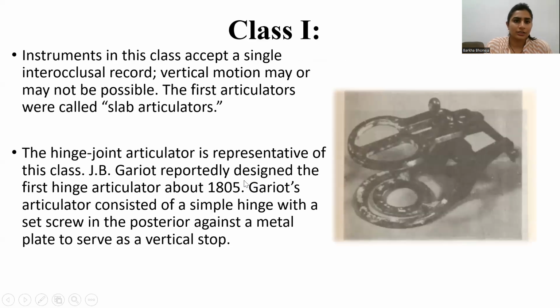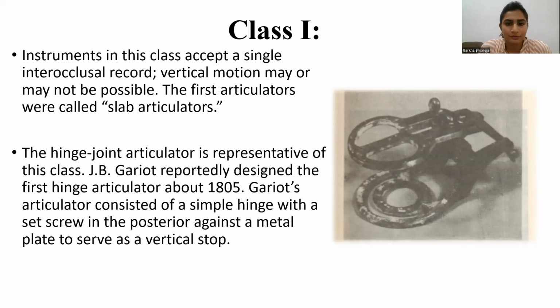Another classification, now we are moving on to basically what is class 1. Instruments in this class accept a single interocclusal record. Vertical motion may or may not be possible. The first articulators were called slab articulators. As you can see in the picture, there is only opening and closing movement present. So this joint where you can see the opening and closing happening is called a hinge joint. So the hinge joint articulator is representative of this class.